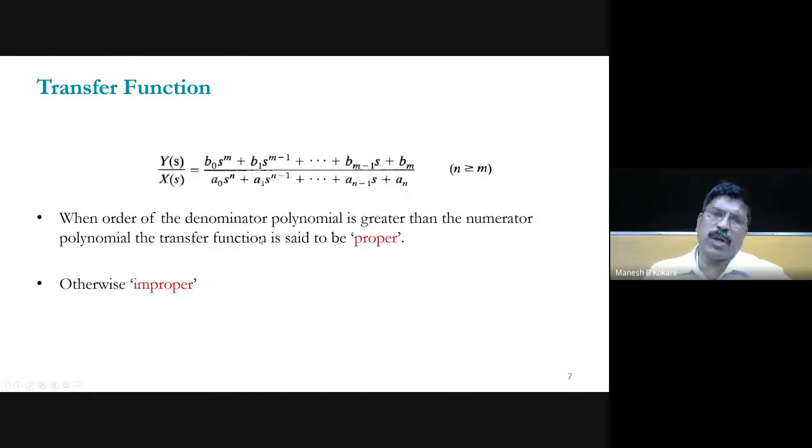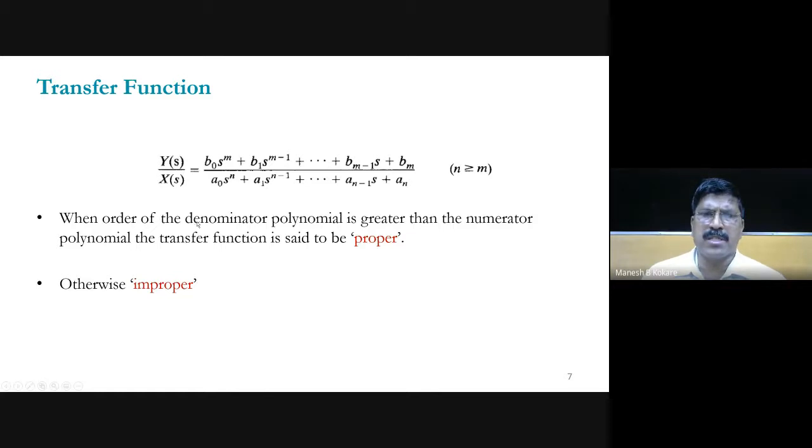Now we'll see what is a proper transfer function and what is an improper transfer function. So this is the denominator polynomial of this transfer function, where X of s is the input variable and Y of s is the output variable. In general, for a proper transfer function, the value of n should be greater than or equal to m. For a strictly proper transfer function, n should be greater than m.